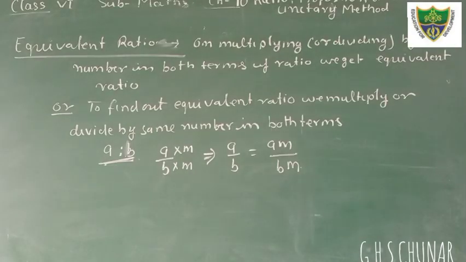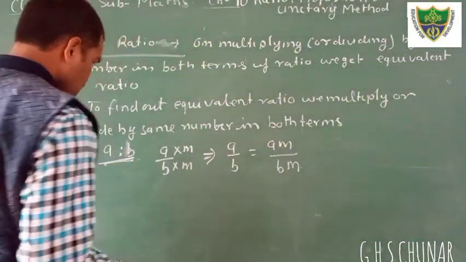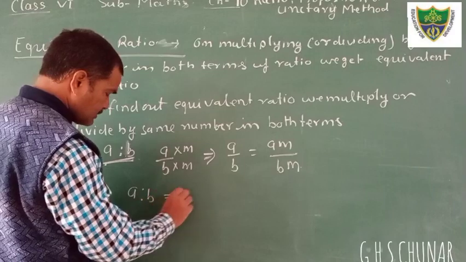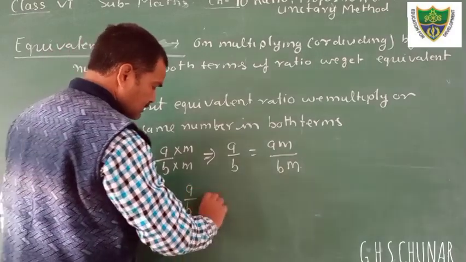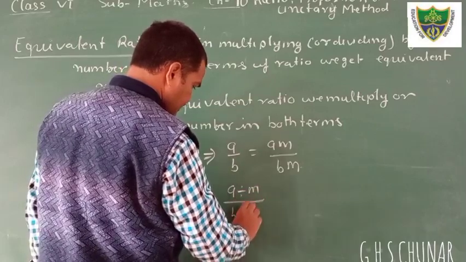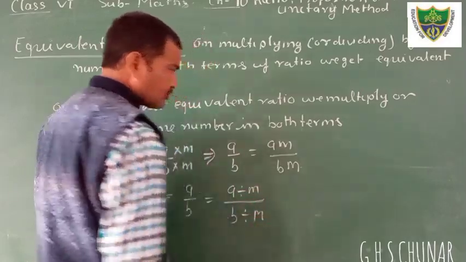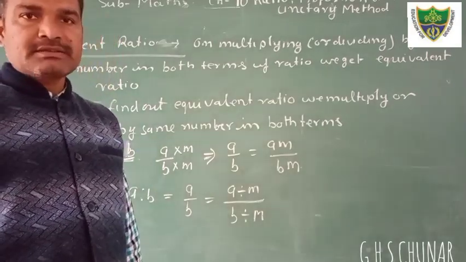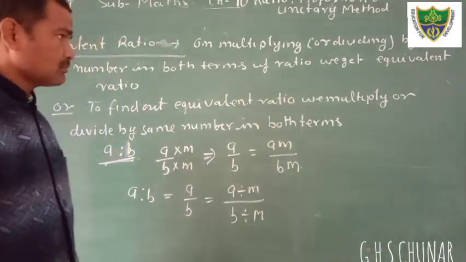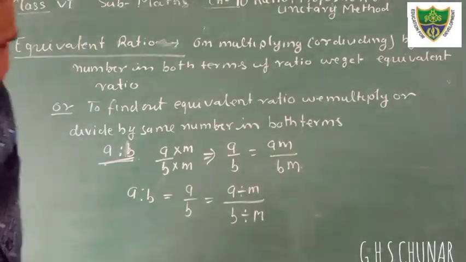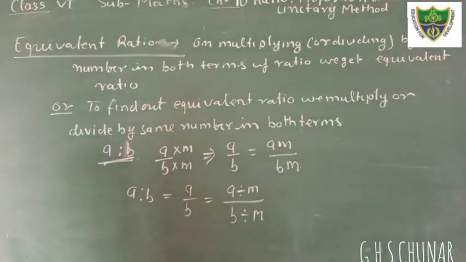Or to find the equivalent ratio, A ratio B is equal to A by B, which is equal to A divided by M and B divided by M. So to find the equivalent ratio, we divide or multiply by the same number in both terms. Okay. Clear? Note it.